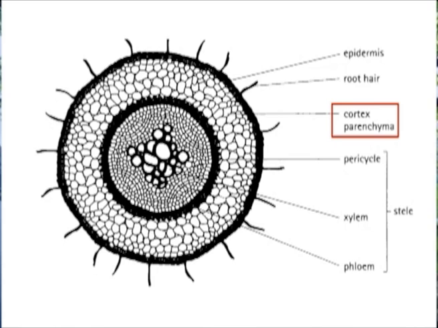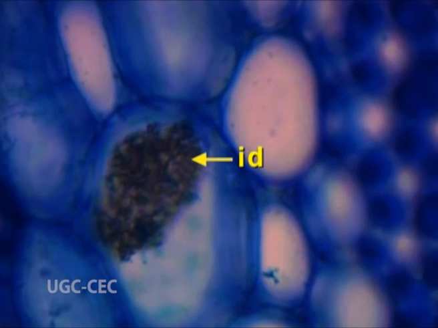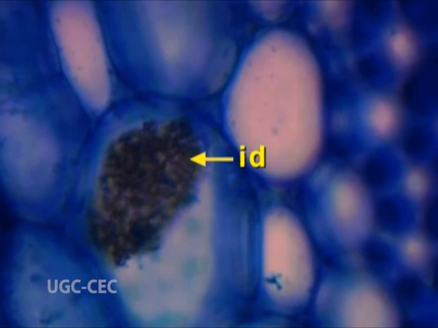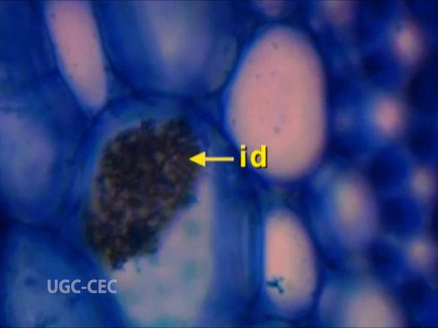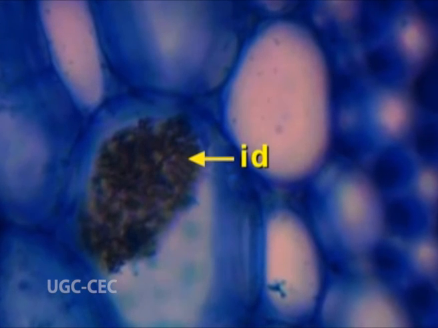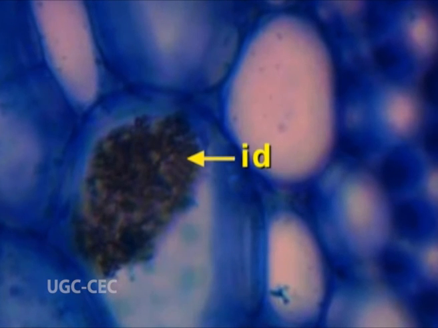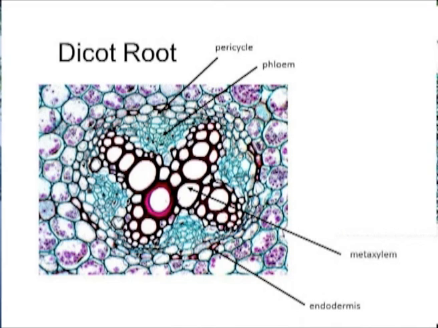Cortex. Cortex is made of many layered, thin walled, polygonal parenchymatous cells with lot of intercellular spaces. Cells containing metabolites or crystal mucilaginous secretory substances called idioblasts are also found in mature root cortex. Cortex is meant for storage of food and water. The innermost layer of the cortex is known as endodermis. The endodermis is uniseriate. The cells of endodermis are living.